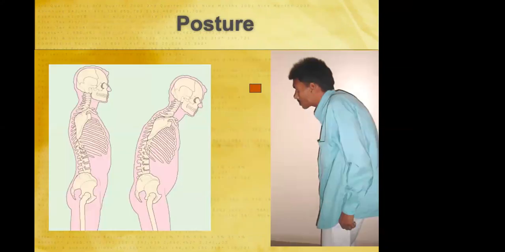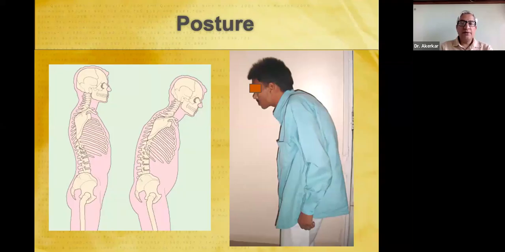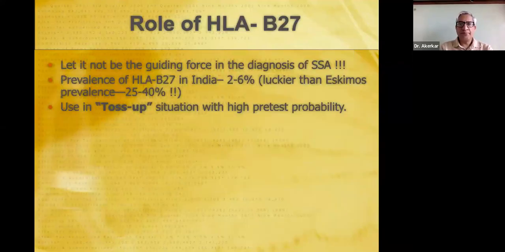The typical posture, as you can see here, can either be in the early phase because of the inflammation, or in the chronic phase, because of fusion of the vertebrae. So always examine the posture of the patient.